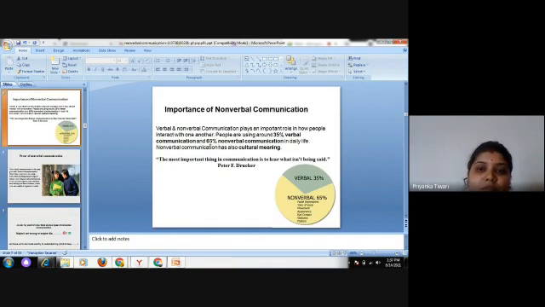The importance of non-verbal communication. Verbal and non-verbal communication play an important role in how people interact with one another. People use around 35% verbal communication and 65% non-verbal communication in daily life. Non-verbal communication also has cultural meaning. The most important thing in communication is to hear what is not being said.